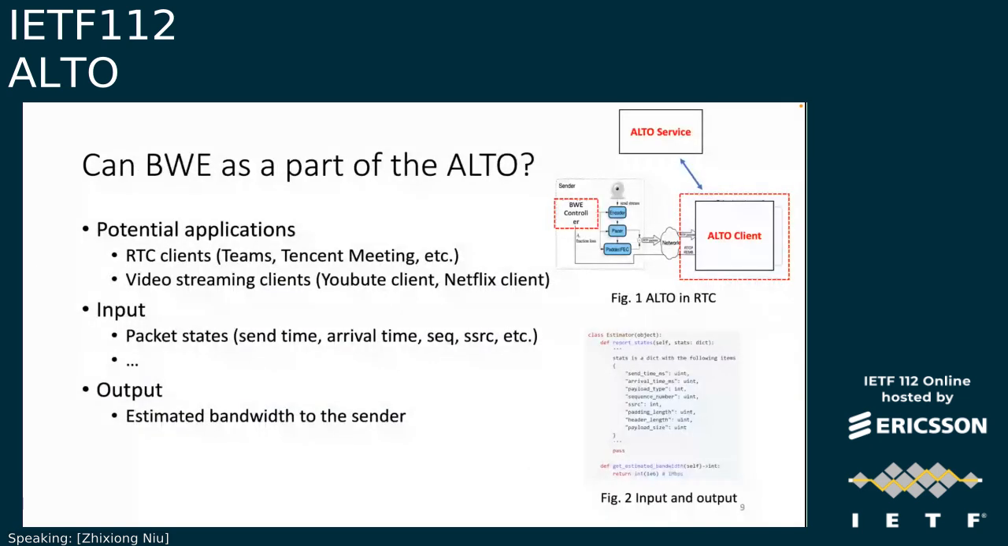And we can also see bandwidth estimation can be a part of Auto. Figure 1 shows the location of the Auto service and the Auto clients. The server can be independent or live with the clients. The client can request the bandwidth through the interface. Actually, they can use the standard Auto interface to communicate. The potential applications can be RTC, such as Teams, Tencent Meeting, or some other RTC software. The input could be packet states, and the output can be the estimated bandwidth to the sender. Of course, the input and output can be changed to adapt to the needs of the application.